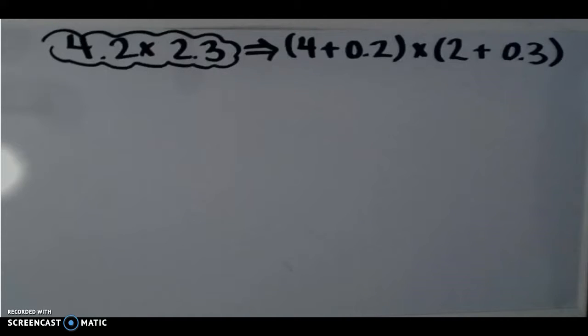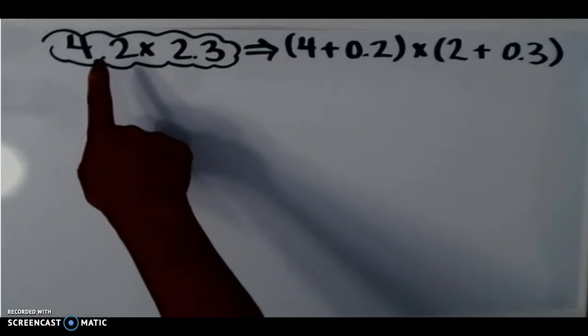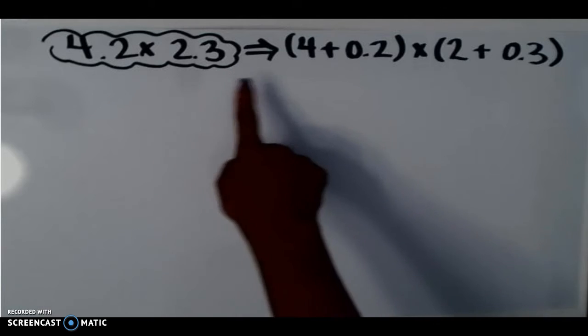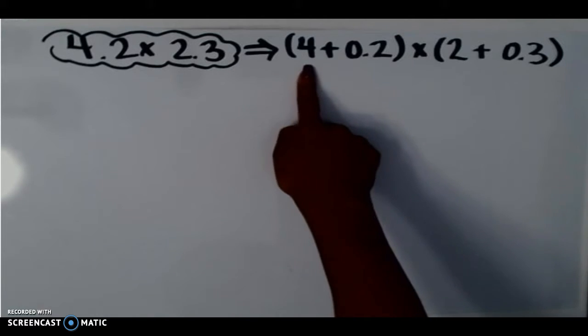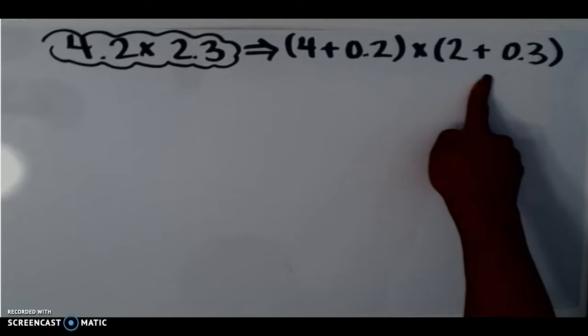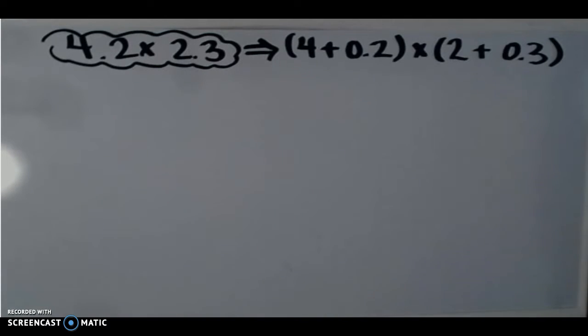First, I need to build my array with side lengths of each factor. Remember, we are multiplying 4 and 2/10 times 2 and 3/10, which is, again, 4 wholes plus 2/10 times 2 wholes plus 3/10. So I'm going to show one side using my flats.